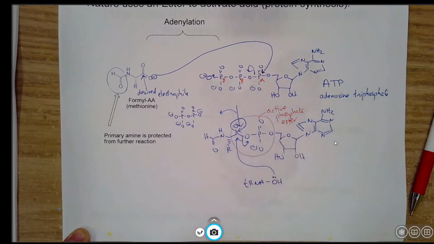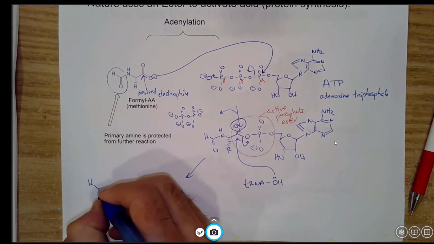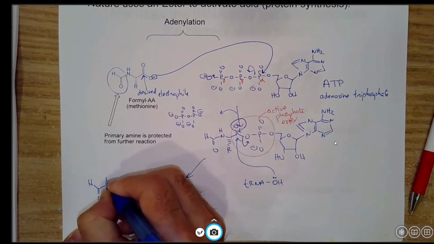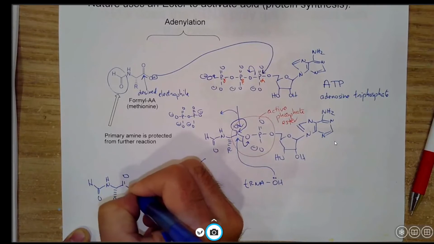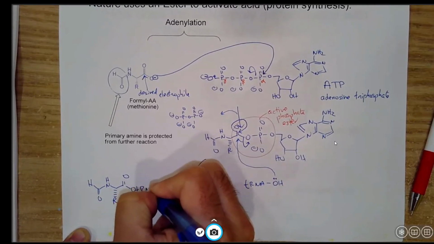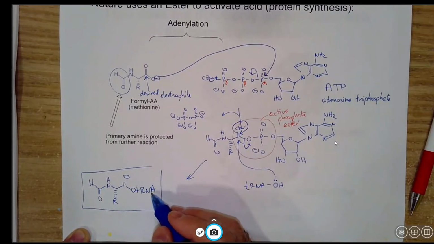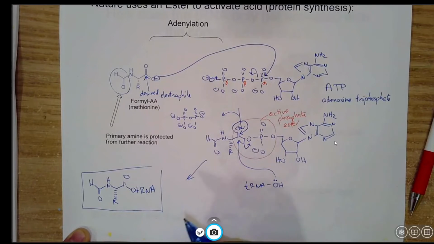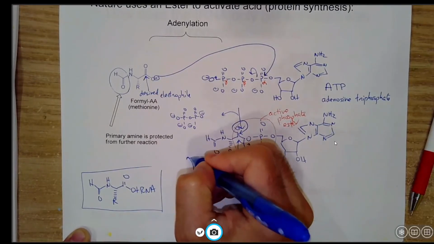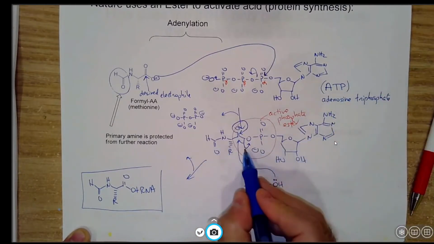So the net effect is that you have this formyl methionine group attached to a transfer RNA. And then the transfer RNA contains that code where it can actually meet at a particular site on the ribosome. And you can see that your byproduct here, if this is ATP, will be AMP, adenosine monophosphate.